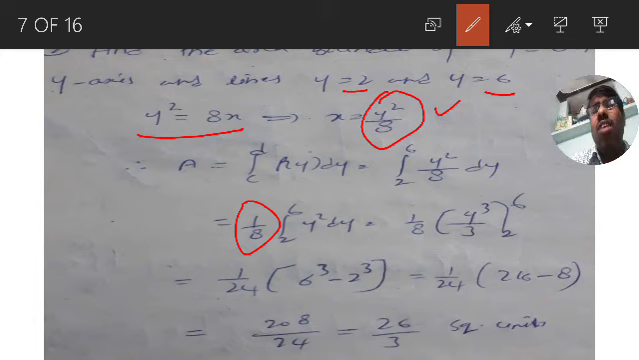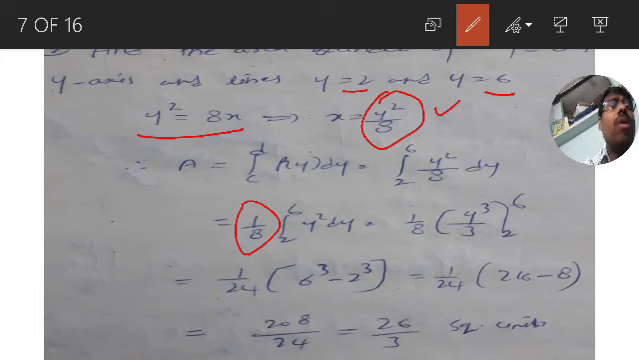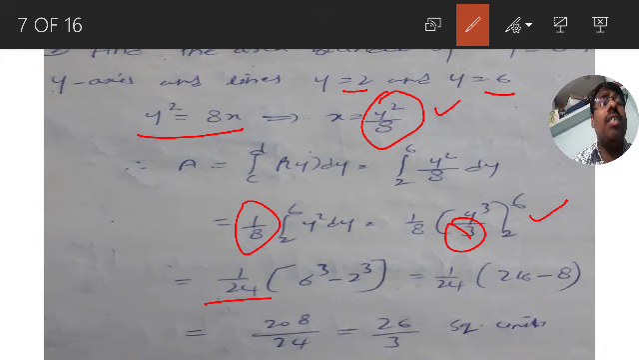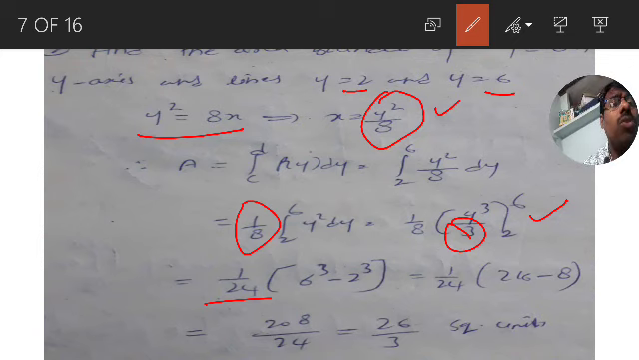Here integration of y square will be y cube by 3 from 2 to 6. 3 constant outside, 8 into 3 will be 1 by 24 constant. Now y cube. What does the fundamental theorem of integral calculus say? After integration, substitute upper limit minus lower limit. So 6 cube minus 2 cube. 6 cube is 216. 2 cube is 8. That is 208 by 24, which simplifies to 26 by 3.